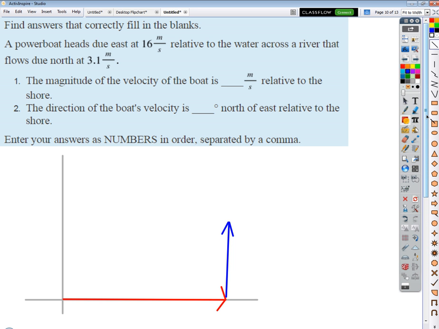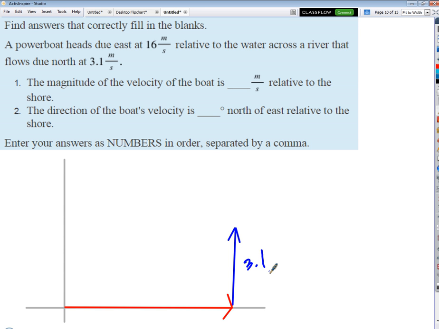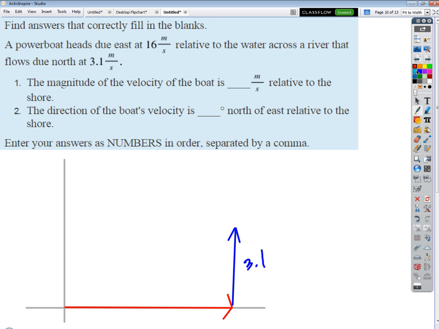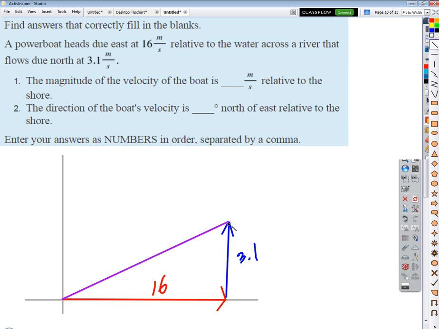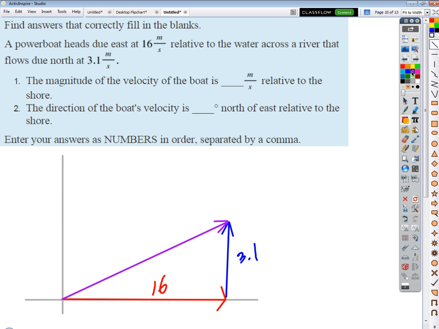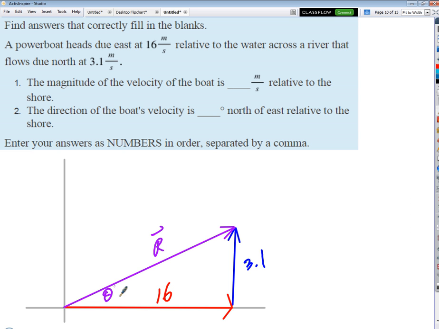And if we want to write some numbers on there, this one has a magnitude of 3.1, and the units are going to be the same, right? Meters per second. And this guy down here has a magnitude of 16. And what we're trying to do is just find the resultant, right? So the vector that goes from down there up to there, and that's R. And then we want that angle theta. Okay. Make sense? How are we going to do that?